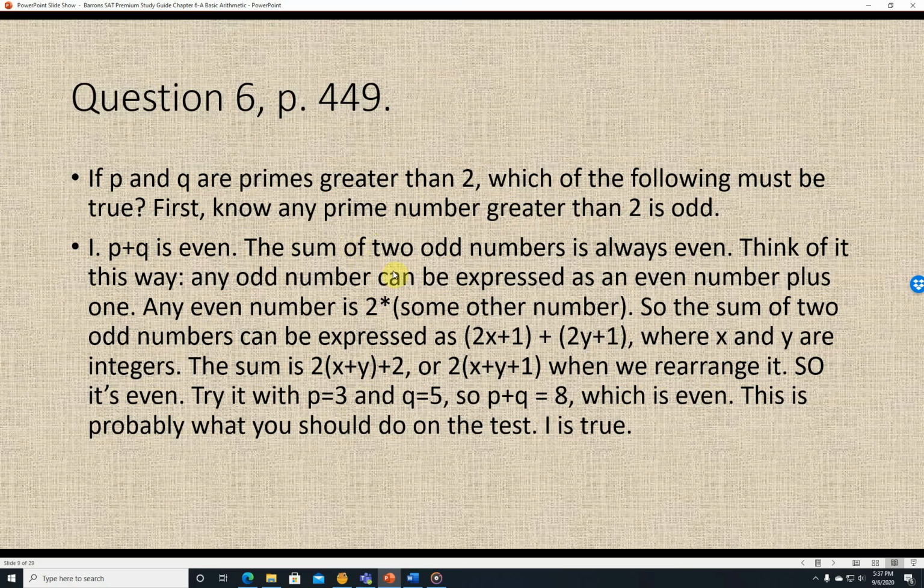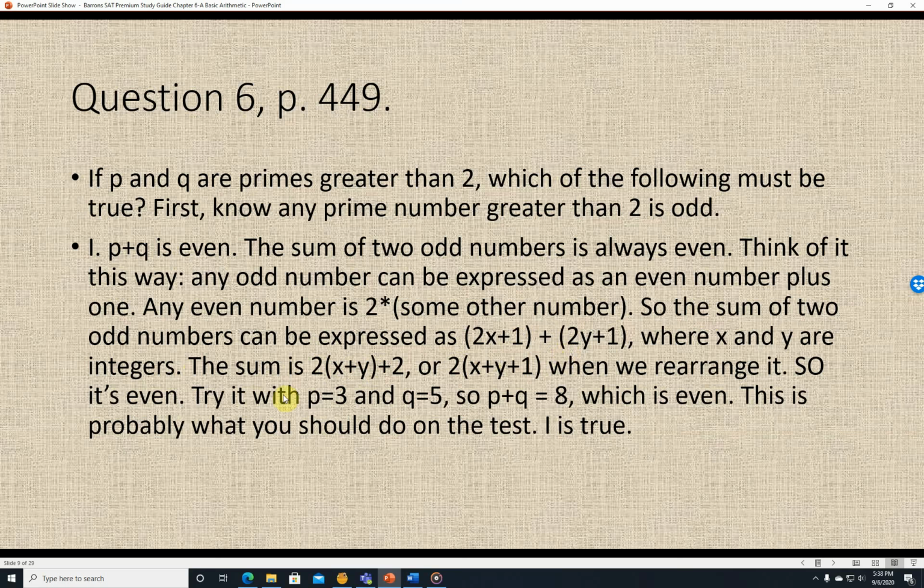You can think of it this way. Any odd number can be expressed as an even number plus 1. For example, 3 is 2 plus 1. 1 is 0 plus 1. So any even number is 2 times some other number, or it wouldn't be an even number. So the sum of two odd numbers can be expressed as 2x plus 1 plus 2y plus 1, where x and y are some integers. So their sum is just going to be 2 times x plus y in parentheses plus 2, because these ones add together, or just 2 times x plus y plus 1 when we rearrange it.